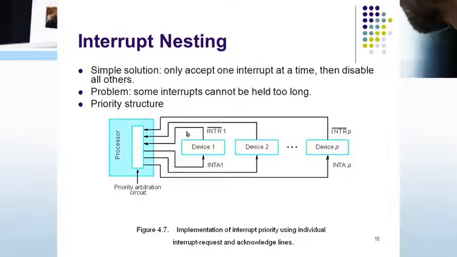The priority structure looks like this. Remember, interrupt nesting is the one that provides a good solution to handle multiple IO devices successfully without errors. Here the diagram is given, a priority arbitration circuit with device 1, device 2, and device 3. This diagram we already discussed, but this is for implementation of interrupt priority using individual interrupt request and acknowledgement lines. So the same, request and response.